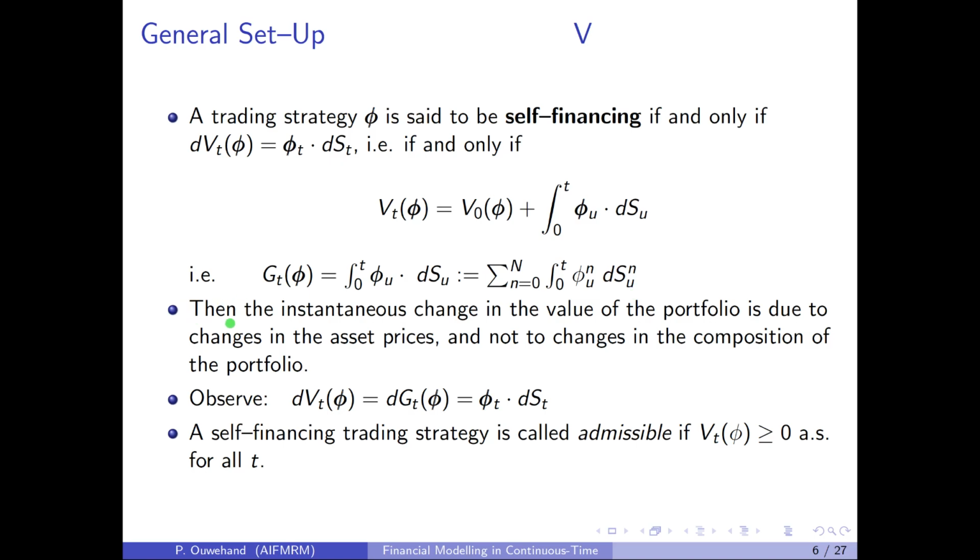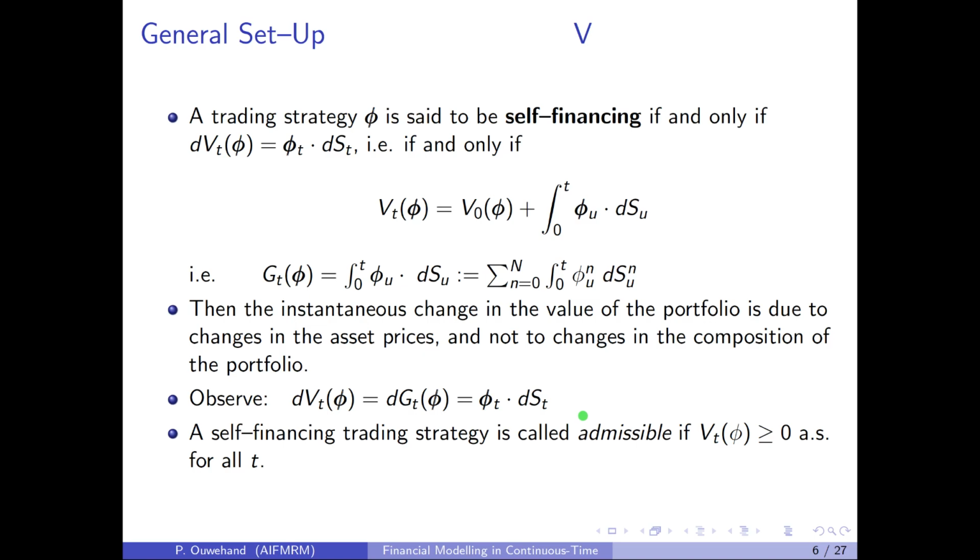What this means is that the instantaneous change in the value of the portfolio is due to the changes in the asset prices and not due to the changes in the composition of the portfolio. As I've mentioned before, dV is equal to dG, and by the definition of self-financing, both are equal to phi dot dS_t.